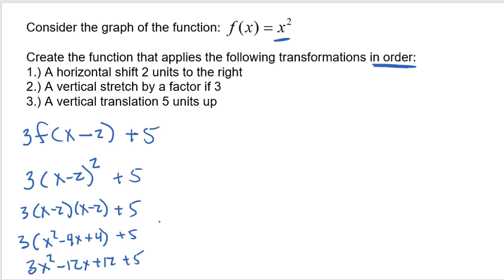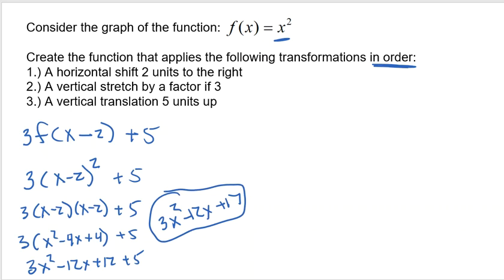And that's going to give me a final answer. Sorry, I ran out of room down there. 3x squared minus 12x. 12 plus 5 is 17. So there's my final function that is shifted right 2, stretched 3 vertically, and up 5.